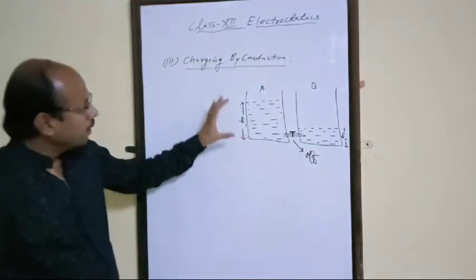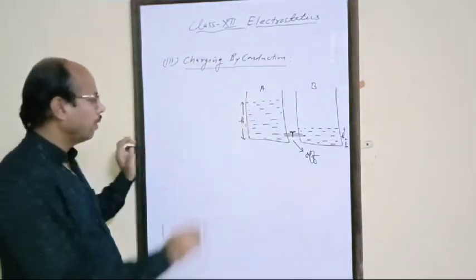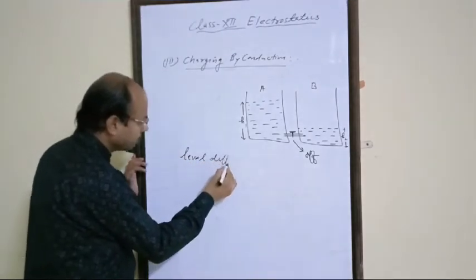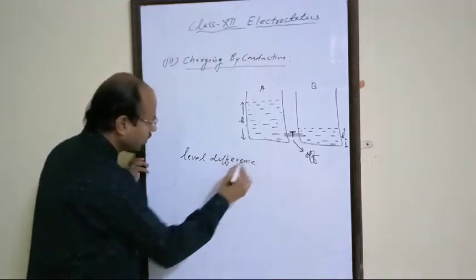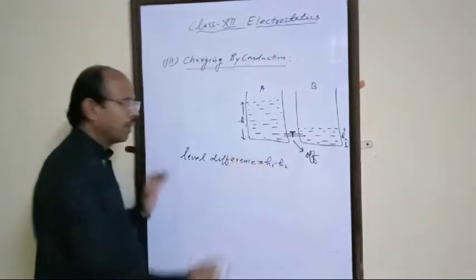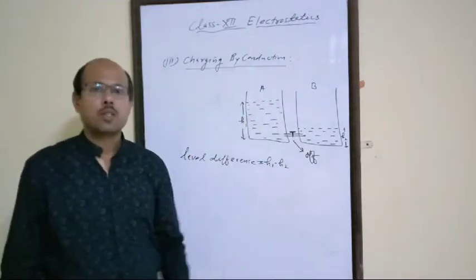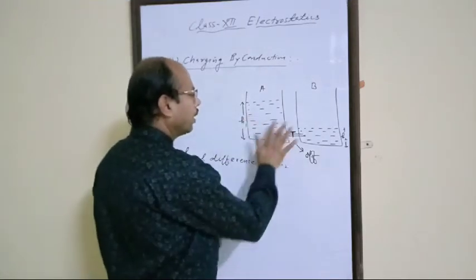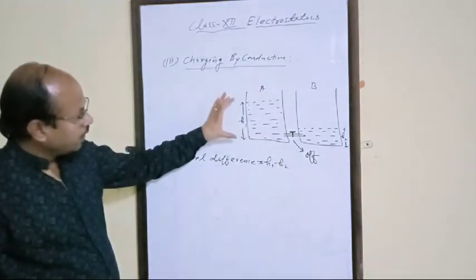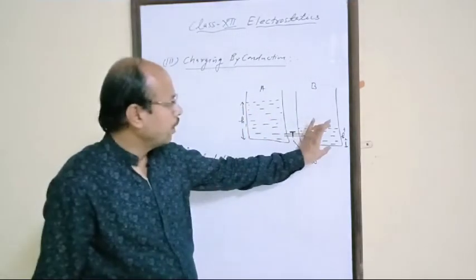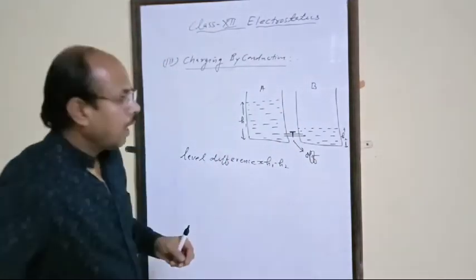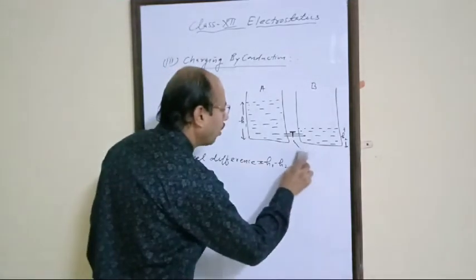Then you can easily see that there is a level difference. Please note the word level difference. That is, level difference will be h1 minus h2. Up to this position, the valve is in off condition. Water in A is up to h1. Water in B is up to level h2. Now you can easily understand what will happen as soon as we on this valve.